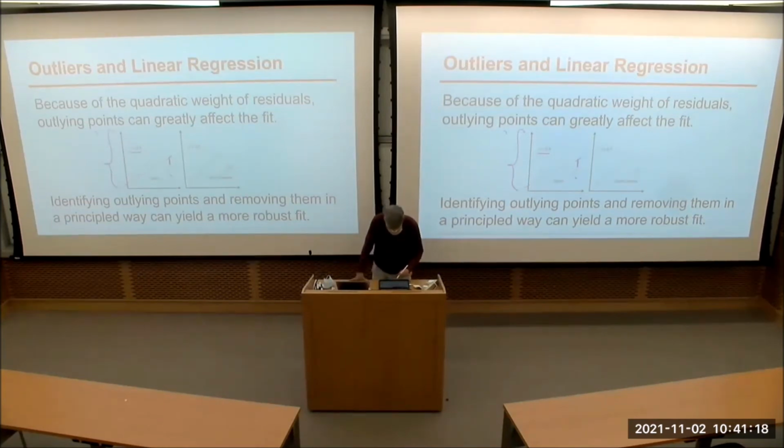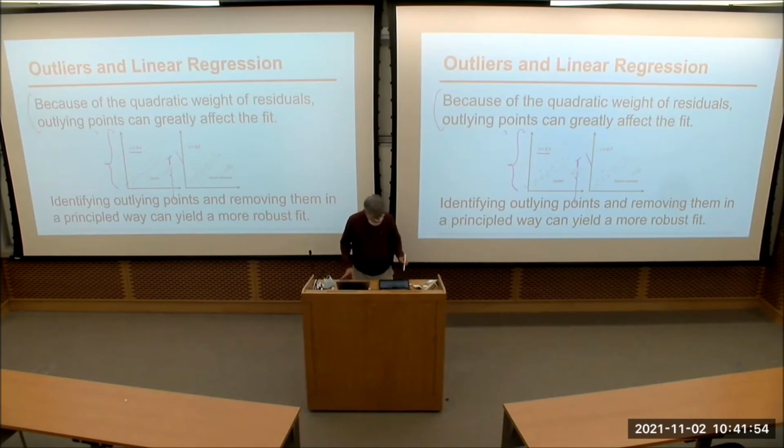Well, because we are trying to find the line that minimizes the sum of squared errors, this quadratic weight on the residuals means that outlier points have a disproportionate effect on the slope. If I have one outlier, the best fitting line is going to chase that outlier. If I move that outlier further and further away, the best fitting line is going to move in that direction.